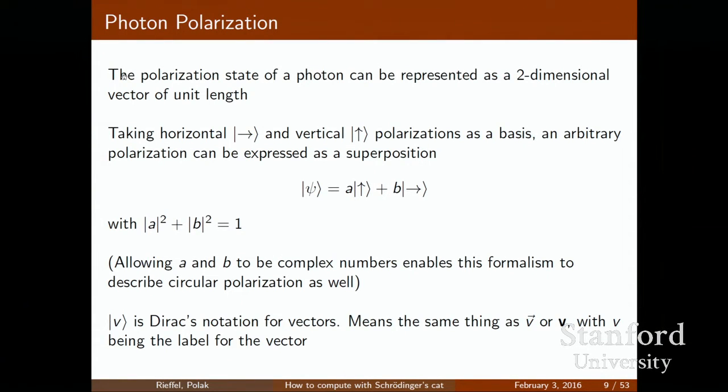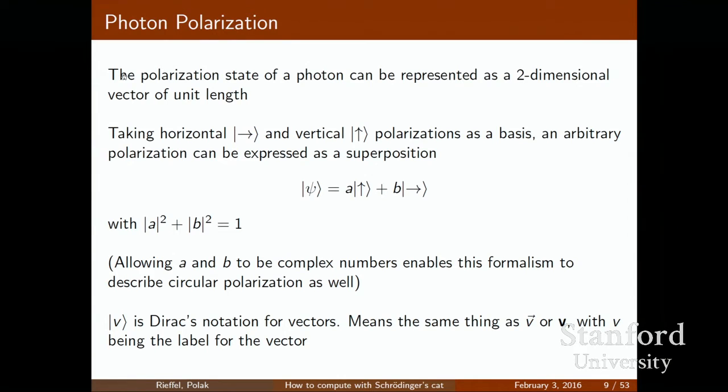So to define a qubit in terms of photons, the polarization state of a photon can be represented as a two-dimensional vector of unit length. And we can take horizontal and vertical polarizations as a basis, and an arbitrary polarization can be expressed as a linear combination of those, as a superposition of those. And just so you know, and this will become important later, you can also have linear combinations with complex coefficients, and that corresponds to circular polarization for those of you who want a physics grounding there.